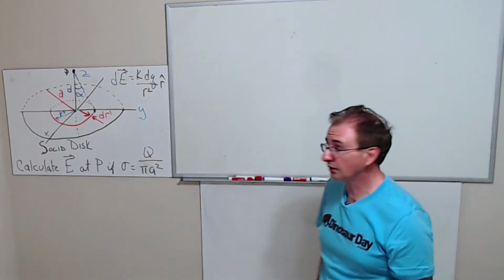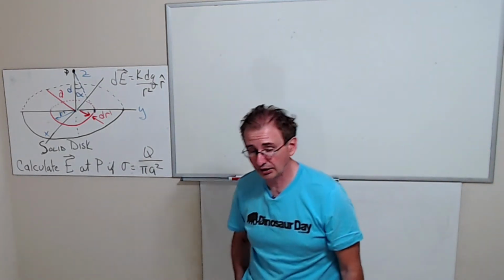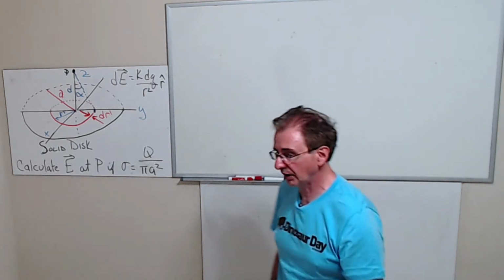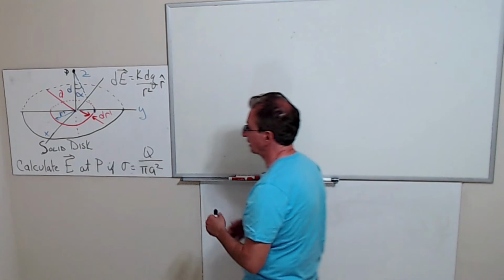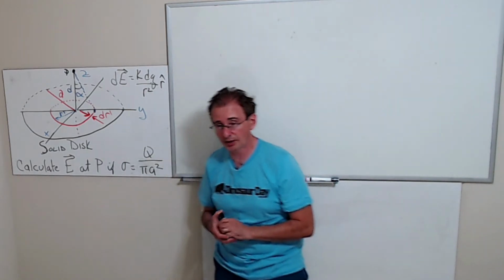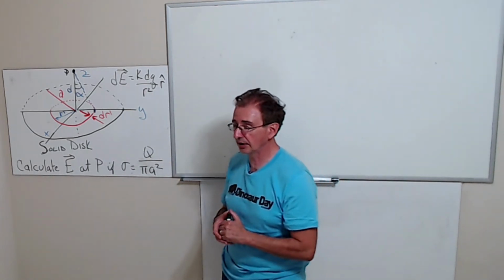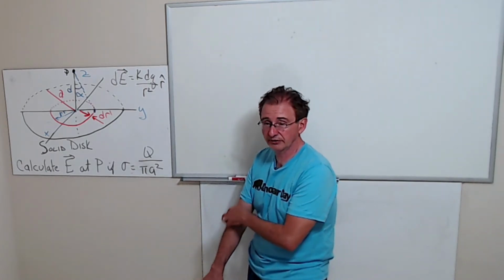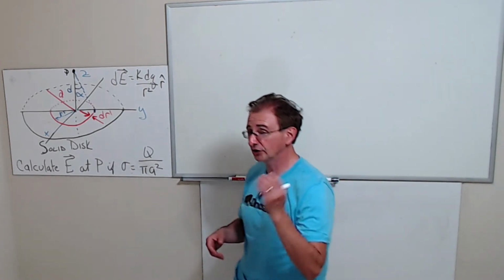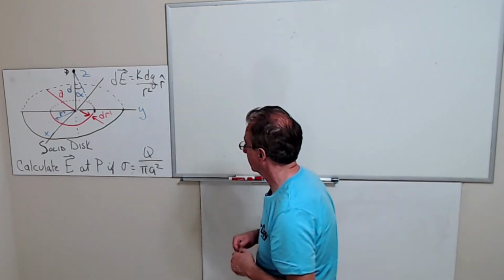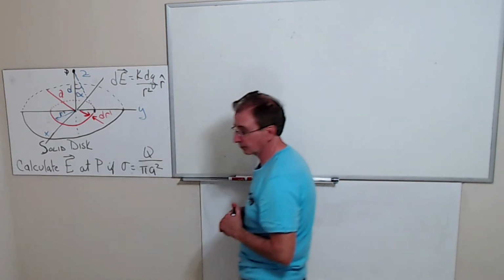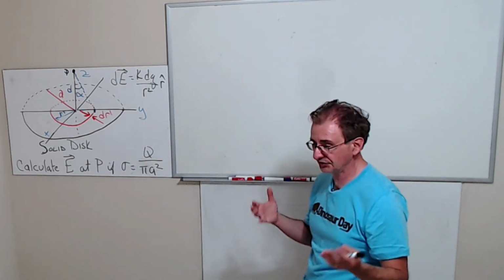Hello, I want to do one final problem in calculating the electric field due to a charge distribution. The problem I want to do involves a solid disk that's in the xy plane, and I want to calculate the electric field a distance d above the center of the plane and along the axis of the plane. We're going to assume that this solid disk has a uniform charge distribution to make the math easier.